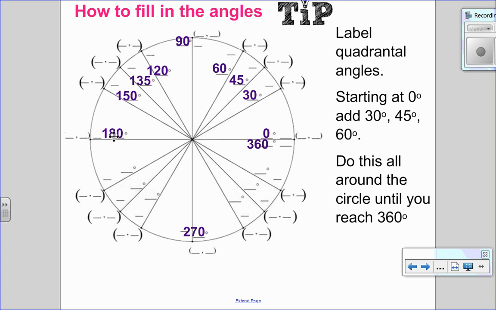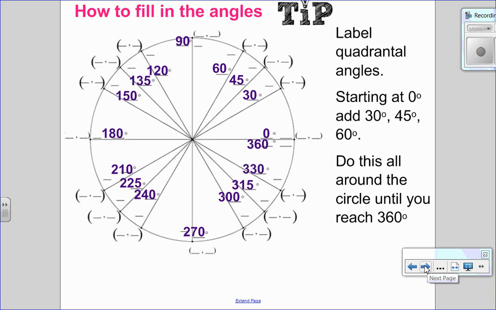And we'll continue. 180 plus 30 is 210. 180 plus 45 is 225. 180 plus 60 is 240. And then the last quadrant starting at 270, I do 270 plus 30 is 300. 270 plus 45 is 315. And 270 plus 60 is 330 degrees.